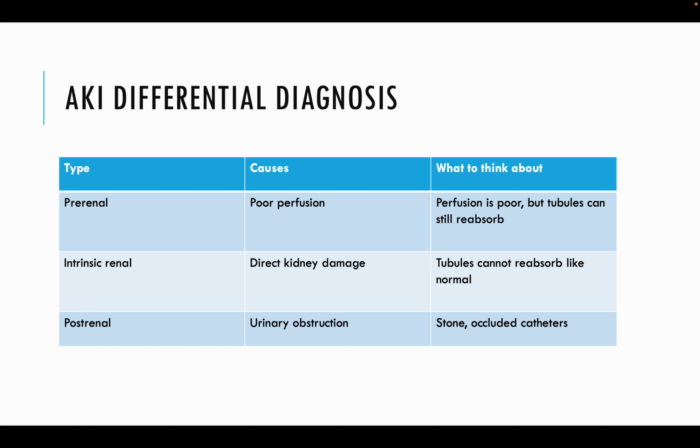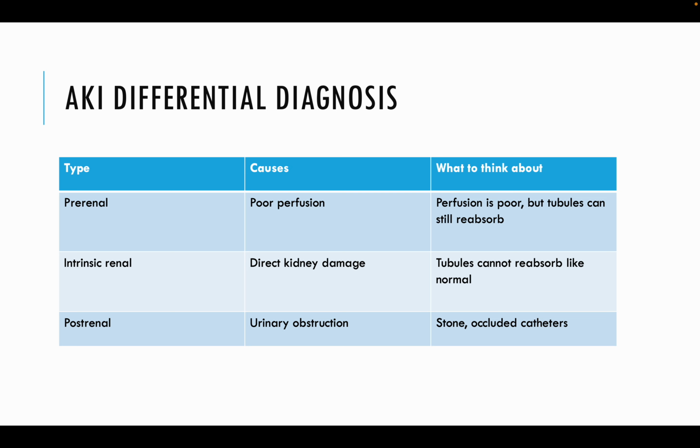The three buckets that we put AKIs into are pre-renal, intrinsic renal, and post-renal, as you know well. Post-renal is the simplest. It's just an occlusion after the kidney, usually in the ureteropelvic junction or at the bladder. Pre-renal and intrinsic renal are a little bit harder to tell apart, and the best way that I know to do it is to think about the fact that in an intrinsic renal acute kidney injury, the tubules are no longer able to reabsorb solutes like they typically can. But in pre-renal, they can reabsorb solutes.